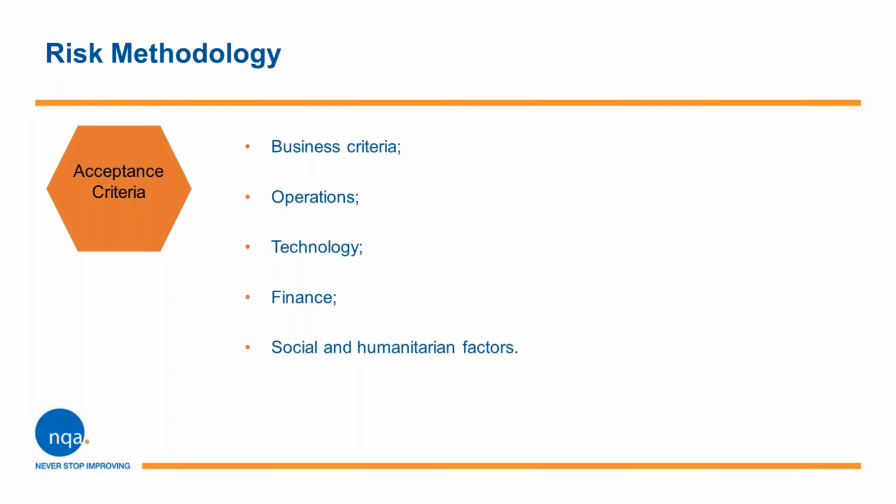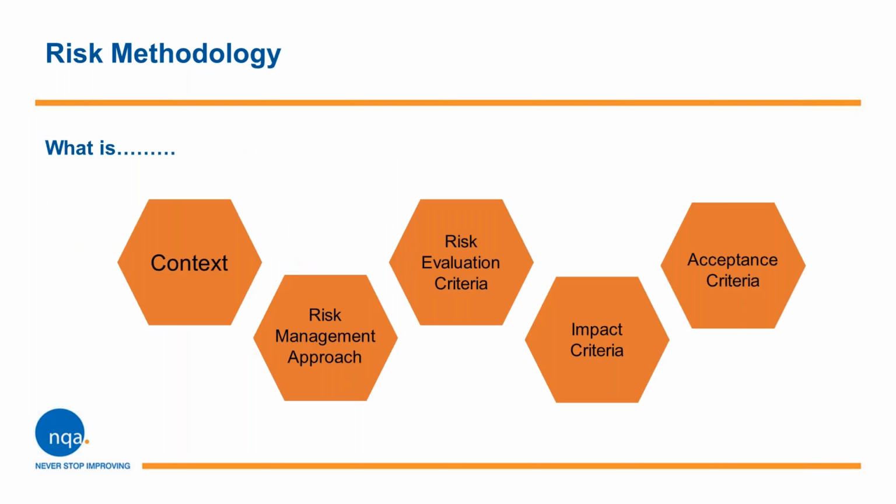Risk acceptance criteria should be set up having considered the following, which you can see on screen there: business criteria, operations, technology changes, financial constraints, and social and humanitarian factors. So these are the rules governing how you intend to identify risks, who you assign risk ownership to, how the risks affect the confidentiality, integrity, and availability of information, the method of calculating the estimated damage of each scenario, and then the likelihood of it occurring.